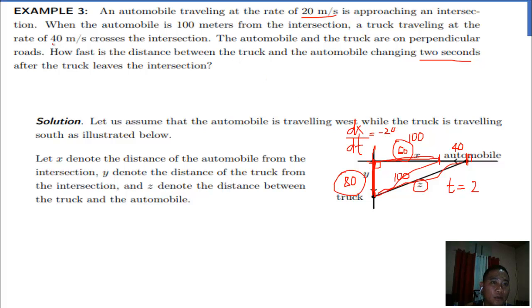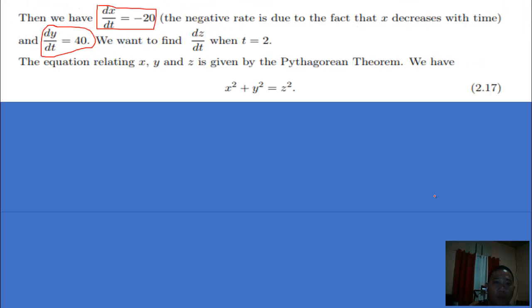Ito namang 40 dito, ito yung ating dy over dt. Bakit? Kasi siya ay paalis doon. Okay. And this one is positive. Bakit siya positive? Kasi paalis. That means, kung paalis ka na galing sa intersection as the point of reference, it means lalaki yung distance mo. Unlike here, paliit ng paliit, kaya negative siya. So, the automobile and truck are perpendicular. So, yun na yun. And we'll say we have x squared plus y squared equals z squared. Yeah. So, tama tayo that dx over dt is negative 20, that dy over dt is 40.